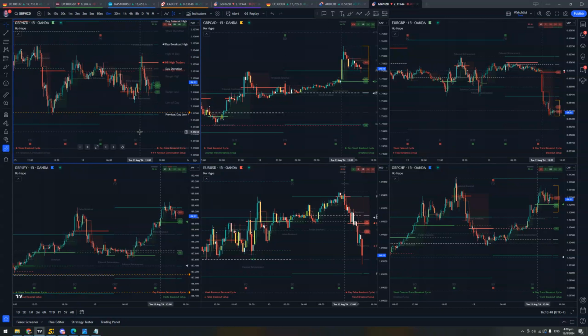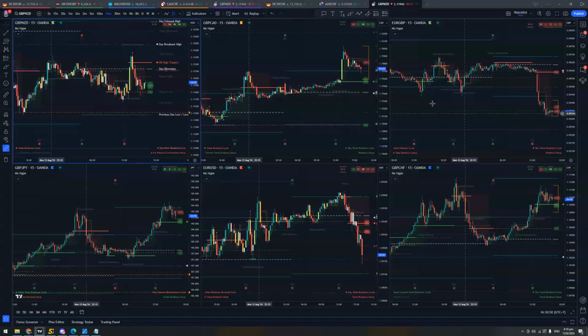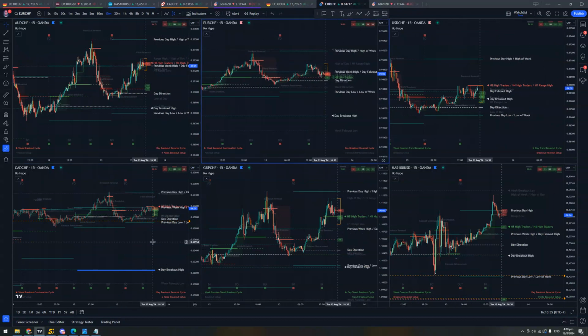So that was one trade I took. That was the first trade that I took. Nothing else on Forex. Everything else was invalid, not my setup.